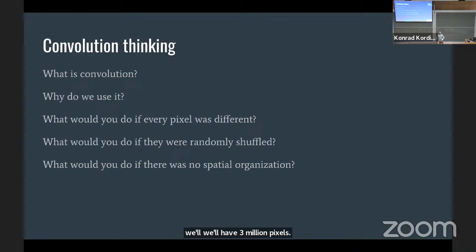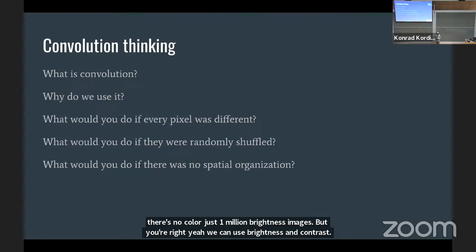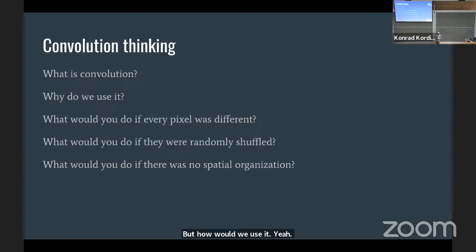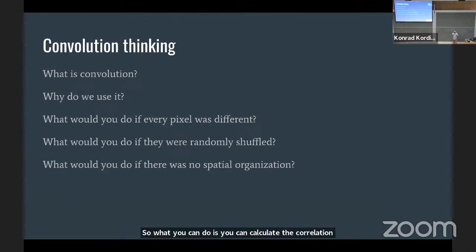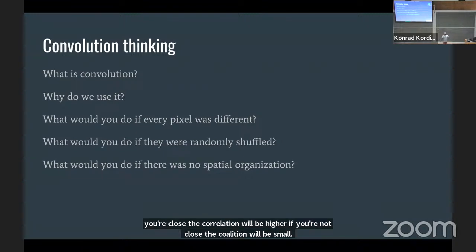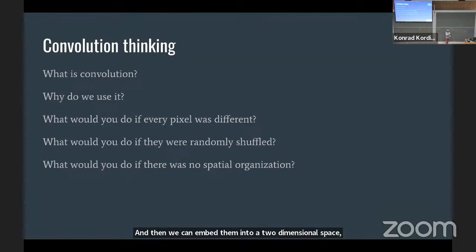No, let's take out color. Let me make the problem easier. There's no color, just 1 million brightness images. But you're right, we can use brightness and contrast. But how would we use it? That's right. Not only that, but if we have lots of images, we can say across all of them that if we are neighbors, we will be very much correlated in real-world images. If we're far away, we won't. So you can calculate the correlations between neighboring pixels. If you're close, the correlation will be high. If you're not close, the correlation will be small. And then we can embed them into a 2-dimensional space. What's the algorithm we'd use for that?